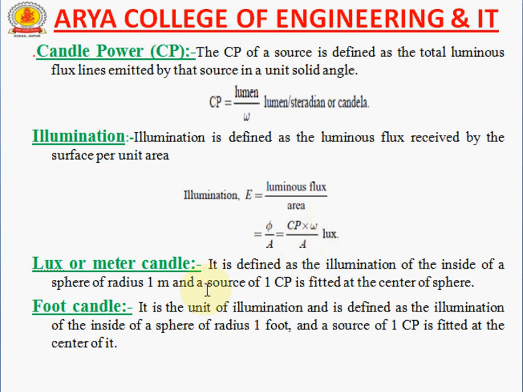And next term is lux, or meter candle. It is defined as the illumination of the inside of a sphere of radius 1 meter, when a source of 1 candle power is fitted at the center of the sphere. Next term is foot candle. It is the unit of illumination, defined as the illumination of the inside of a sphere of radius 1 foot, when a source of 1 candle power is fitted at the center of it.